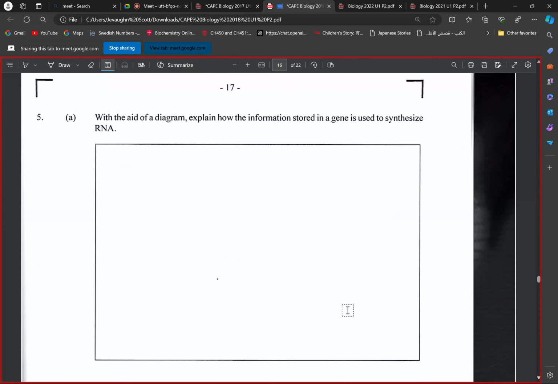And then we head into the module 2 section of section B for this paper.